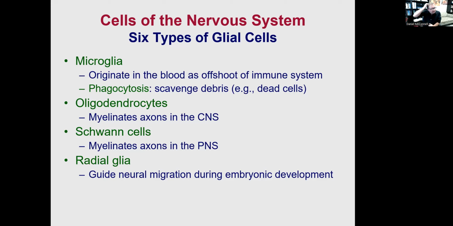Oligodendrocytes and Schwann cells kind of do the same thing, right? These are the particular glial cells that generate the myelin sheath. And we'll talk a little more about the myelin sheath later. It surrounds the axon and helps speed up the nerve transmission process. But we make a distinction between the myelinating cells of the central nervous system, which are the oligodendrocytes, and the myelinating cells of the peripheral nervous system, which are the Schwann cells, right?